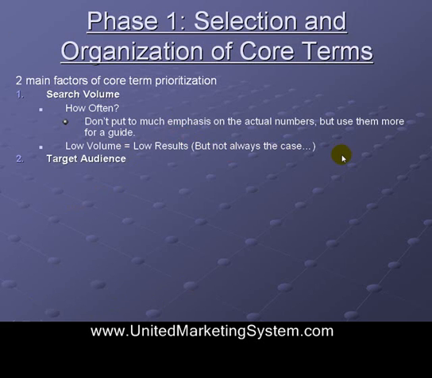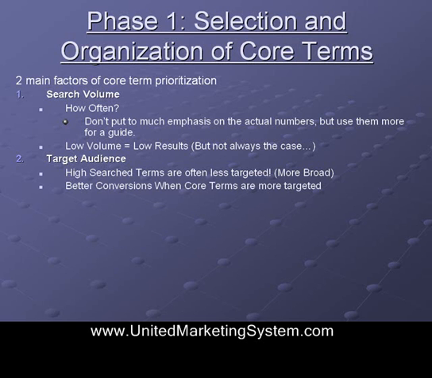And the second factor is targeted audience. Now we're going to start targeting. High search terms are often less targeted. That makes sense. Car parts is searched awfully a lot, but it's not really targeted at anything specific. It's just something to do with car parts, so it's more broad. If you're looking to get better conversion off your optimization, core terms have to be targeted. And we'll start talking about using long-tail keywords, more descriptive keywords based off your core terms, is how we're going to do that, and we'll show you how to do that in a little bit.